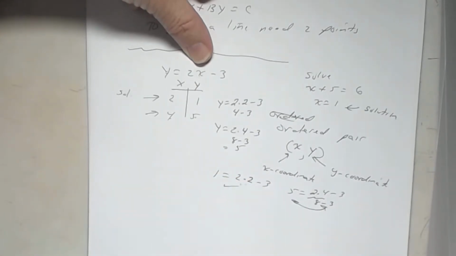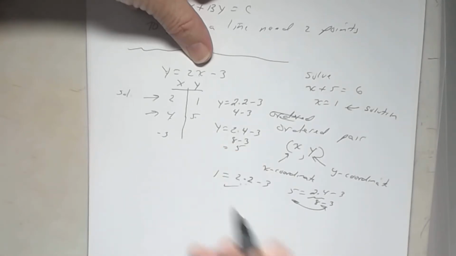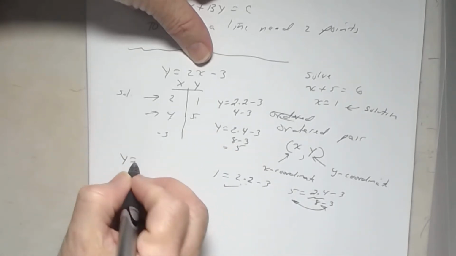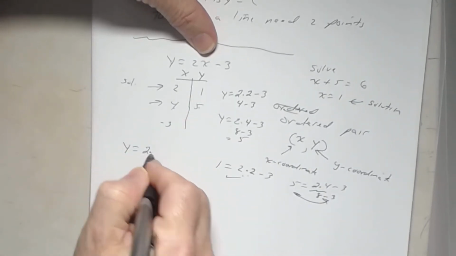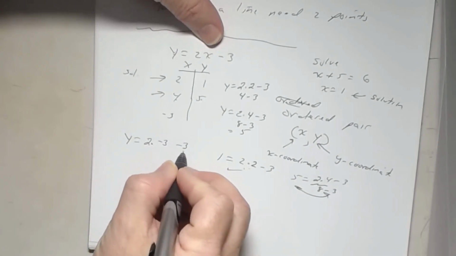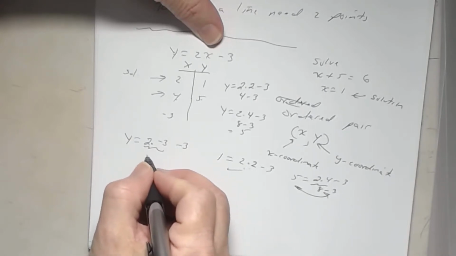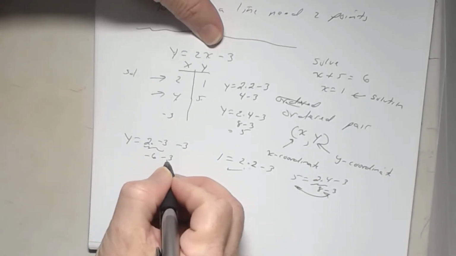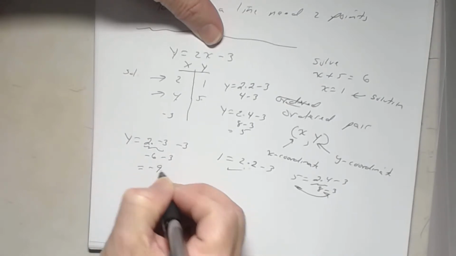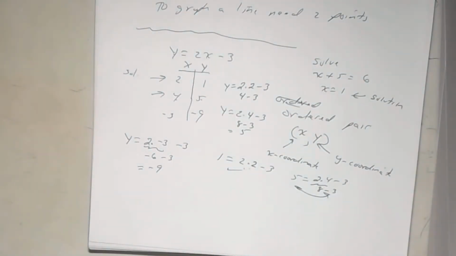You could have said negative 3. If x is negative 3, let's see what we get for y. y equals 2 times x, and x here is negative 3, minus 3. We multiply before we subtract. What's 2 times negative 3? Negative 6. And what's negative 6 minus 3? Use your calculator if you need to. Negative 9. So there's an infinite number of solutions, so there's an infinite number of ordered pairs.